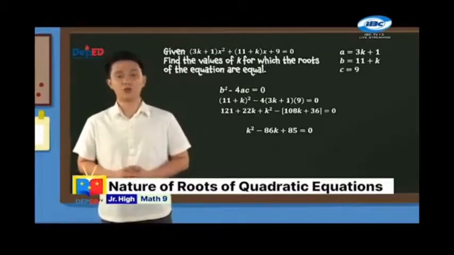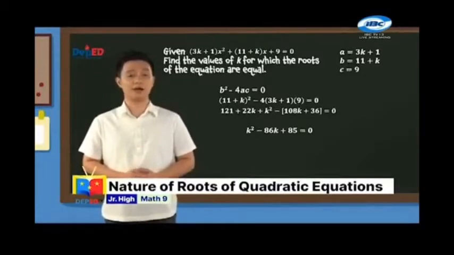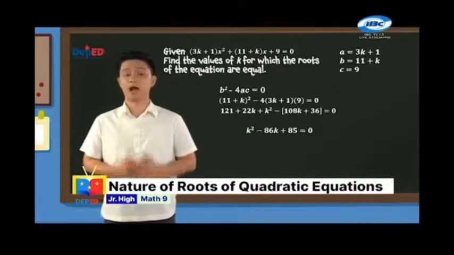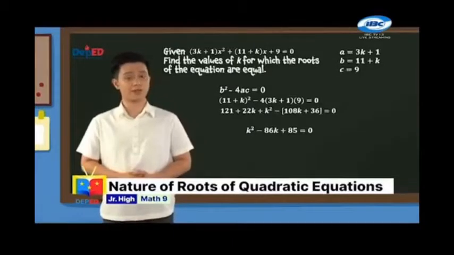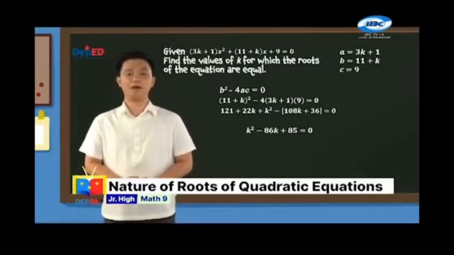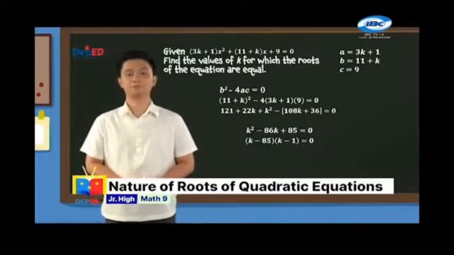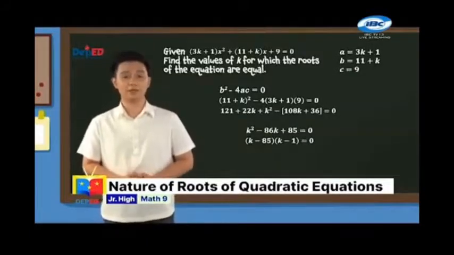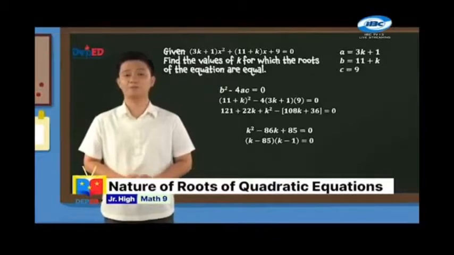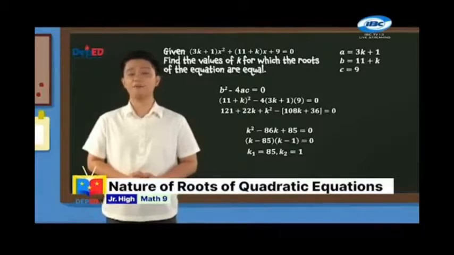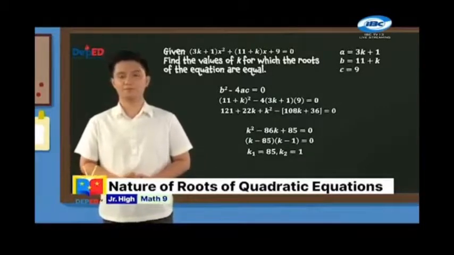So, we have to solve the quadratic equation to identify the value or values of k. What method do you prefer to use? I opt to solve it by factoring. Could you also solve it by factoring? So here are the factors. The binomials k minus 85 and k minus 1 set equal to 0. Then, by applying the zero product property, what are the values of k? They are k sub 1 is 85 and k sub 2 is 1. Problem solved!